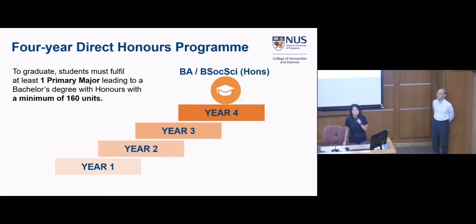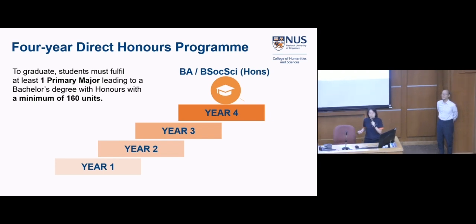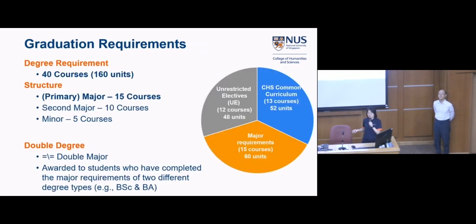So you're coming to CHS, and CHS is a 4-year direct honors program. What this means is that there's no more 3 years of study without honors program, okay? So you all will be doing 4 years and then get an honors degree. But importantly, for these 4 years of study, you will need to fulfill one primary major requirement along with some other course requirements and to fulfill this 160 units requirement in order to graduate. We'll talk a bit more about primary major and also what this 160 units consist of in this slide here.